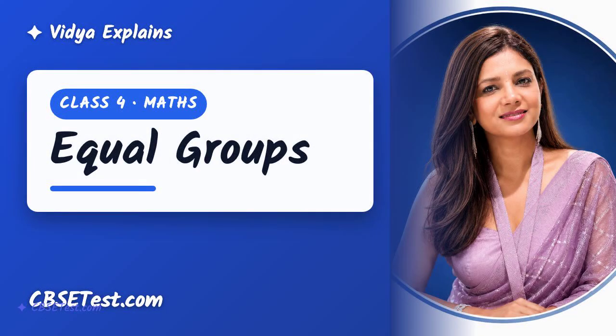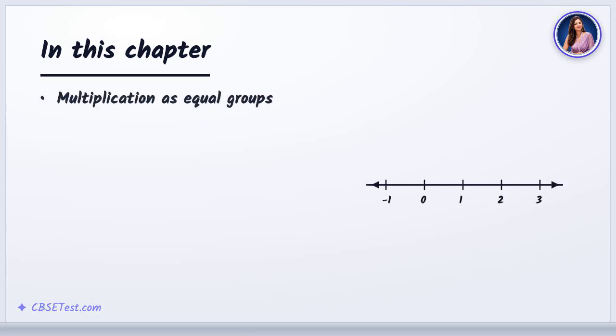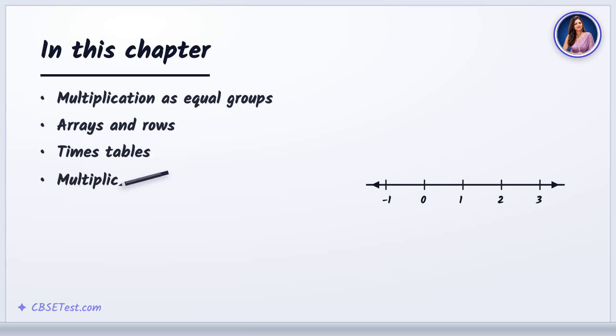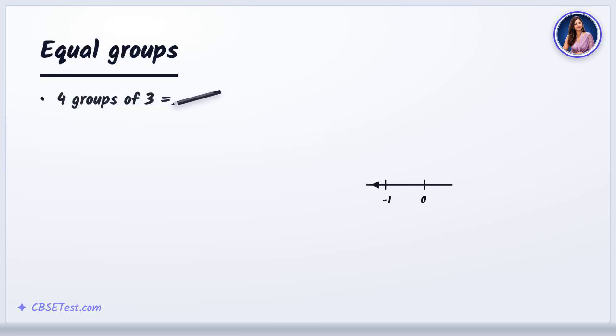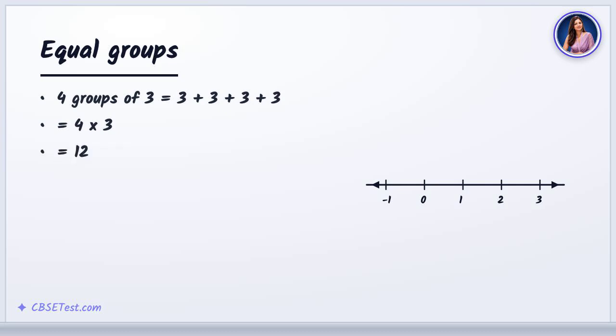Let's learn equal groups together, step by step. When we put things into equal groups, we use multiplication. We'll see it as repeated addition, as arrays, and through the times tables. 4 groups of 3 is 3 added 4 times, which is 4 times 3, 12. Multiplication is a fast way to add equal groups.